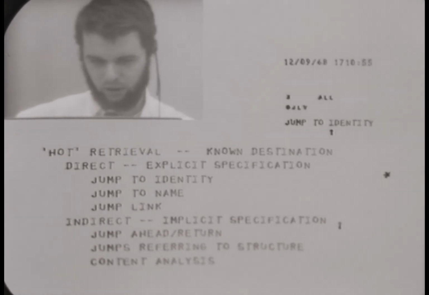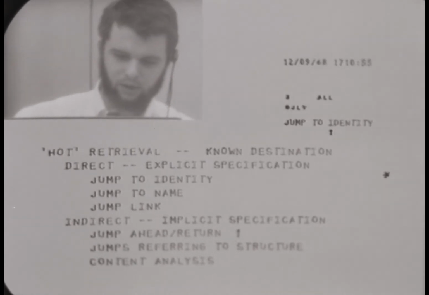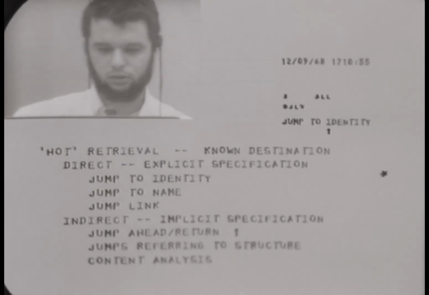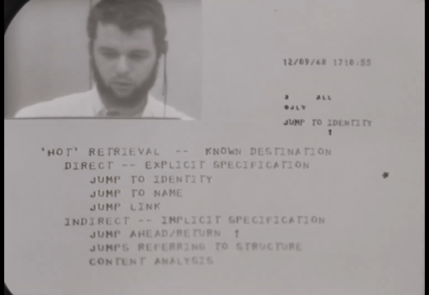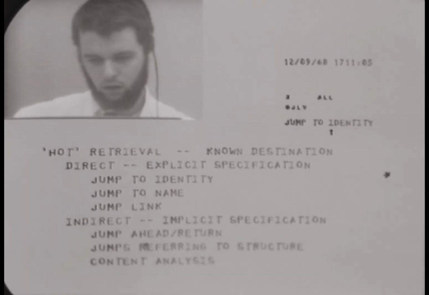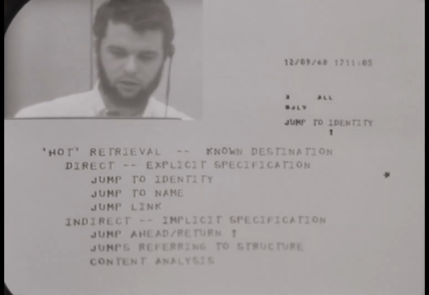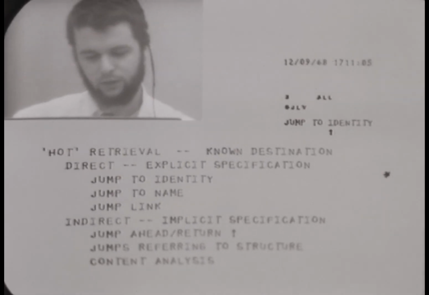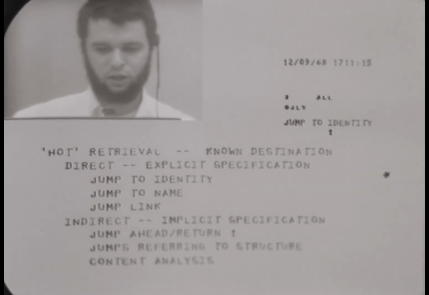For implicit specification, by this I mean using information that's been stored by the system in order to specify where you want to go. In the first case, the information has been stored in the form of a memory of what you've been doing recently, so that you're able to say, jump to the view that I just previously had. So I can say jump return, and it'll take me back to the view, or jump return and I go to the view that I had just before that, or I can say jump ahead and move back down again.